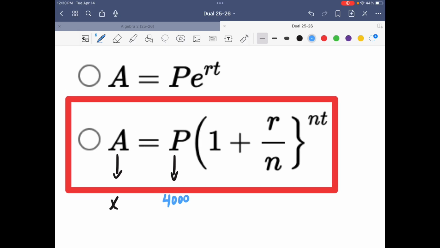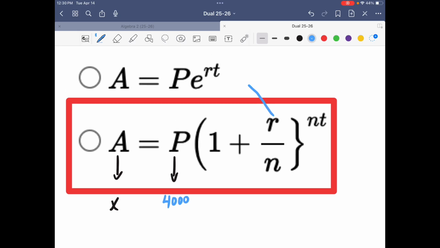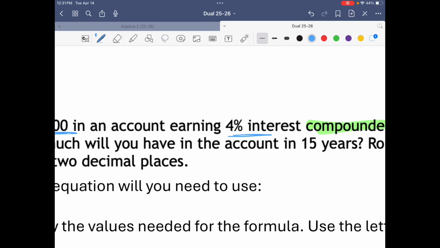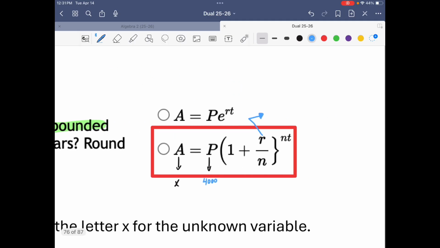Okay? And then R is the interest rate, but not in percent. So over here it says that we have a 4% interest rate. You're going to turn that into a decimal. If you don't know how, you can divide by 100 or move the decimal 2 to the left. Either way, you're going to get 0.04, and that's going to be our interest rate.